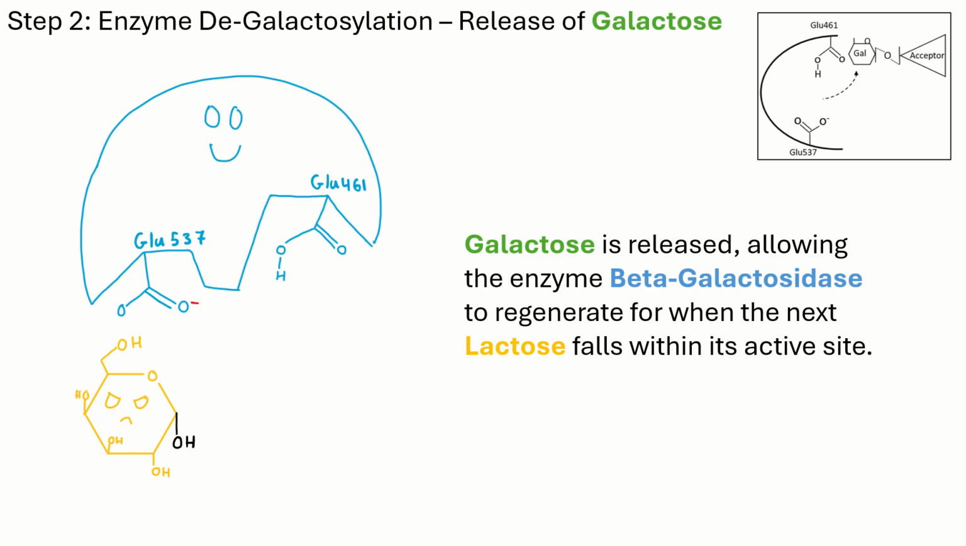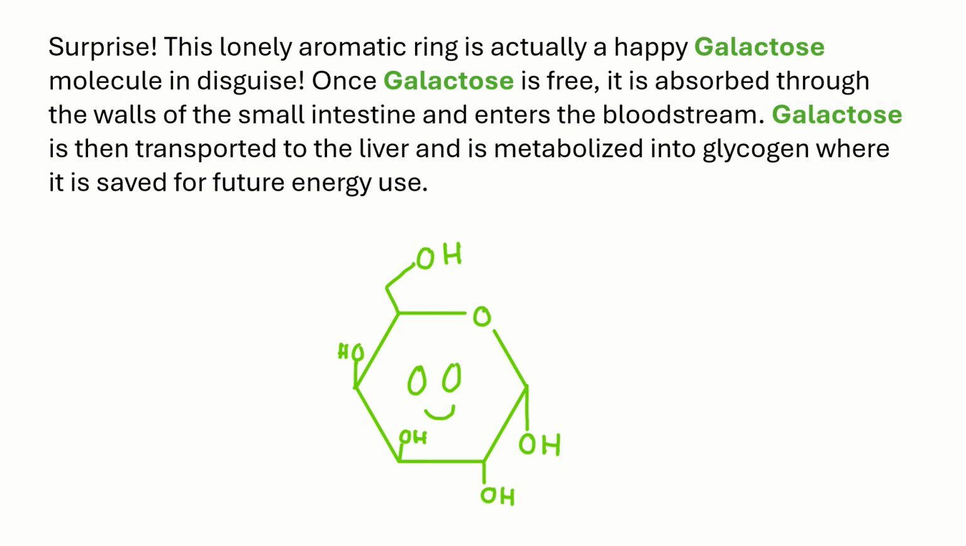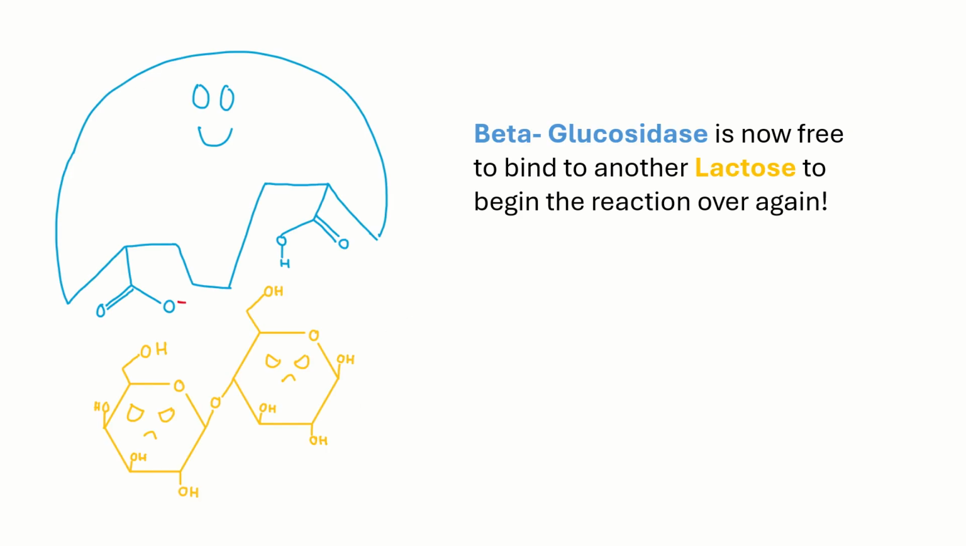Galactose is released, allowing the enzyme Beta-Glucosidase to regenerate for when the next lactose falls within its active site. So, surprise! This lonely aromatic ring is actually happy galactose molecule in disguise. Once galactose is free, it is absorbed through the walls of the small intestine and enters the bloodstream. Galactose is then transported to the liver and is metabolized into glycogen, where it is saved for future energy use. Beta-Glucosidase is now free to bind to another lactose to begin the reaction over again.